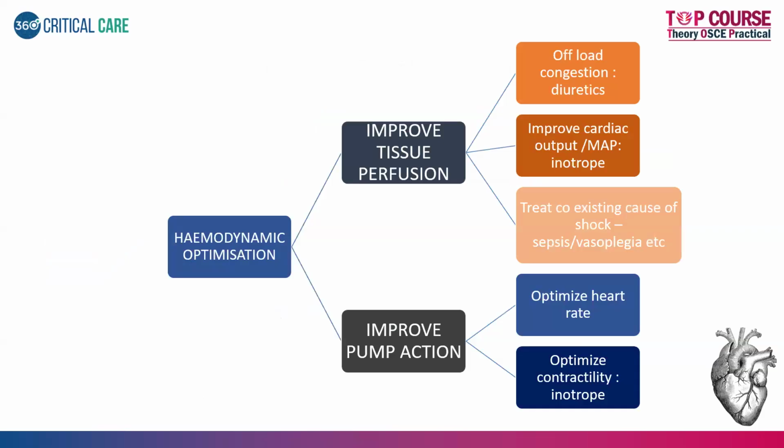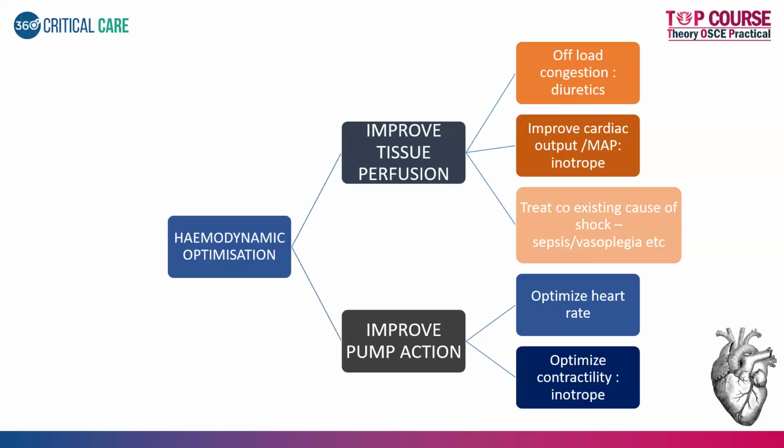So what do we do for improving tissue perfusion? The best thing would be to offload congestion. Probably the patient has pulmonary edema, peripheral edema, and probably systemic congestion as well. These can be improved by giving diuretics. Tissue here does not mean only cardiac tissue. It also includes other tissues like renal as well as pulmonary. The next thing to improve is the cardiac output or MAP. For that, we can use inotropes.